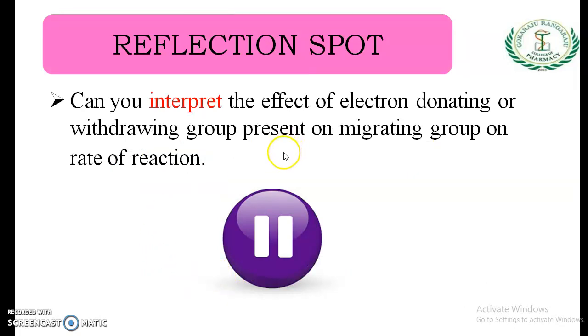Reflection spot. Dear learners, take a pause and try to interpret the effect of electron donating or electron withdrawing groups present on the migrating group on the rate of a reaction. I hope you have written the answer.